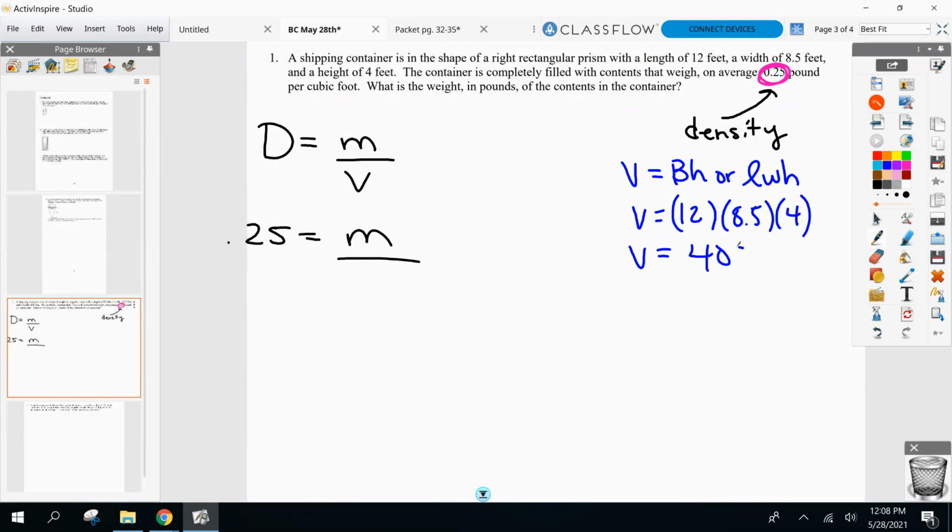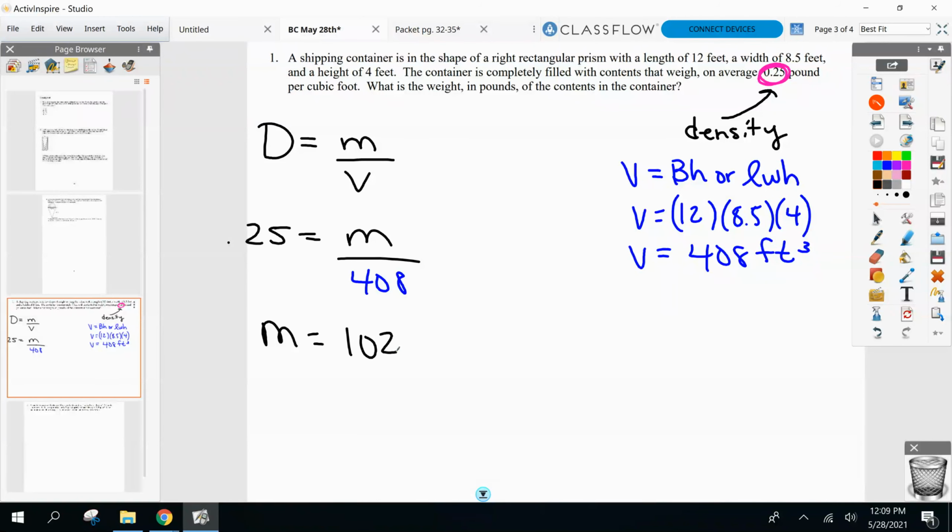408 cubic feet for the container. So I go back to my density. 0.25 equals the mass divided by the volume, 408. And then we're good. Cross multiply. Read the directions for rounding. And I don't need any rounding directions because none are needed here. 102.